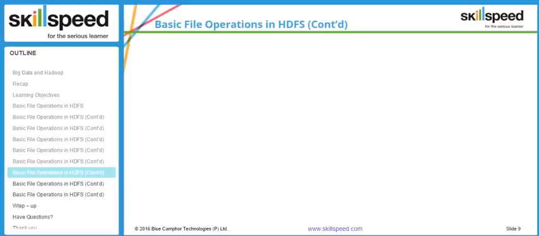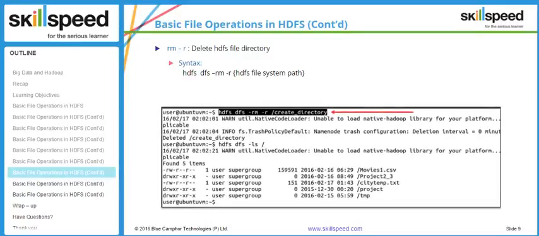The next command is the rm -r command. Well, this command is used to delete an entire directory, and the syntax for the same is HDFS DFS -rm space -r and the directory you want to delete. So here I have typed HDFS DFS -rm -r /create_directory, which effectively deletes the whole directory from Hadoop. Now after that, I have typed the ls command and the directory called create_directory is no longer available.